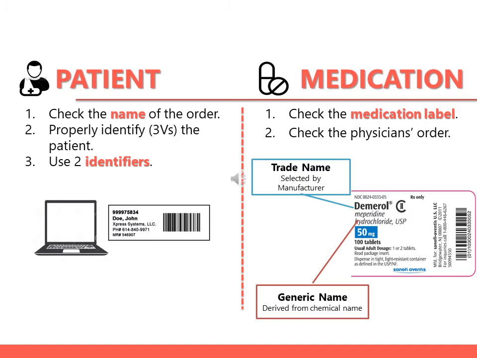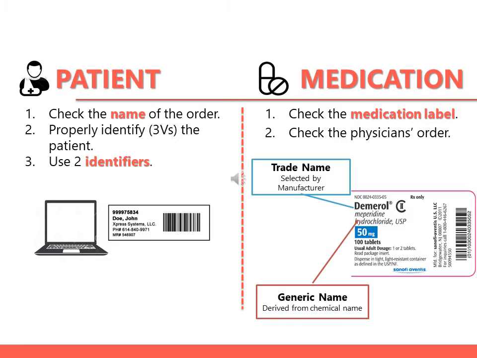First, you need to check the order of the doctor. Check the patient's chart, to which patient you are supposed to give the medication. And when you are giving the medication to the patients in the bed, before you give the medication, you identify the patients correctly. You ask the name of the patient, you check the ID badge, and you verify what's in the ID badge. And normally, there are two identifiers that we use.